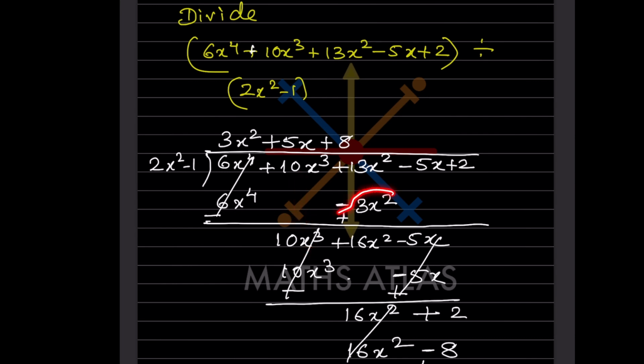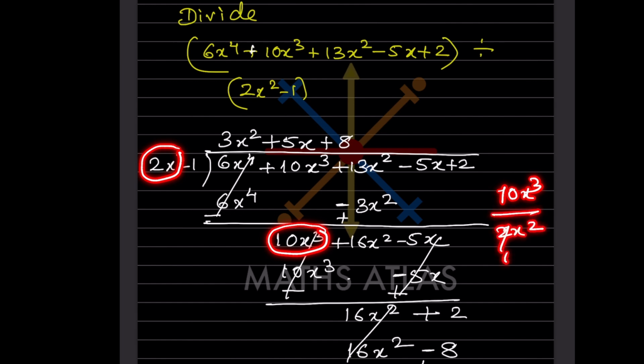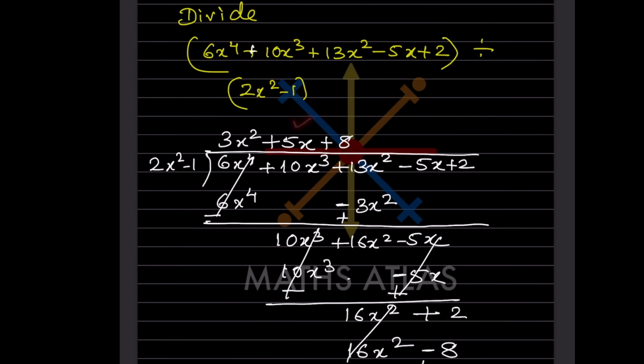And now look at the new sign. That is plus 13x squared plus 3x squared, that is going to be plus 16x squared. And we'll take this down, that is minus 5x. Now you have to concentrate on this part and the first part. So that will be 10x cubed divided by 2x squared. 2 5s are 10, so that is going to be 5x. Whatever the sign is here, this is plus, so this also is going to be plus. So you will write here plus 5x.